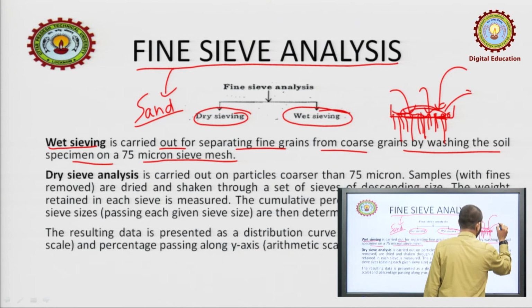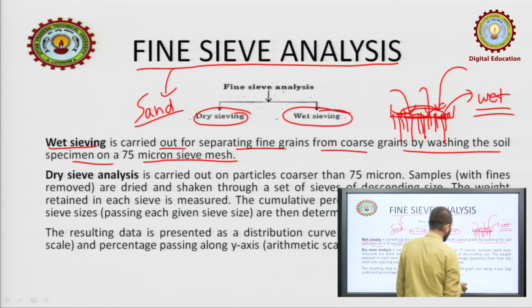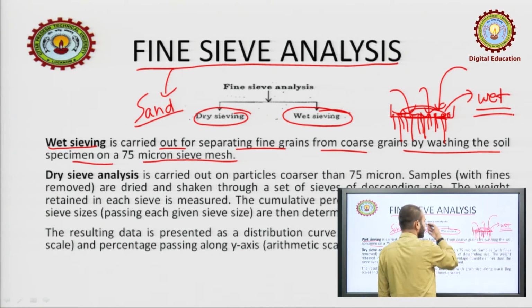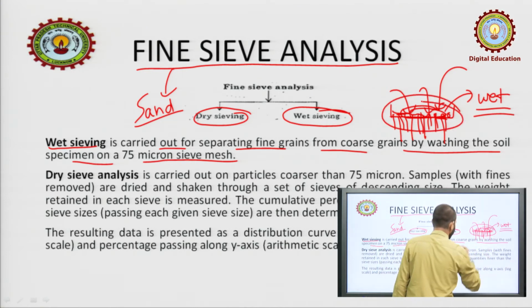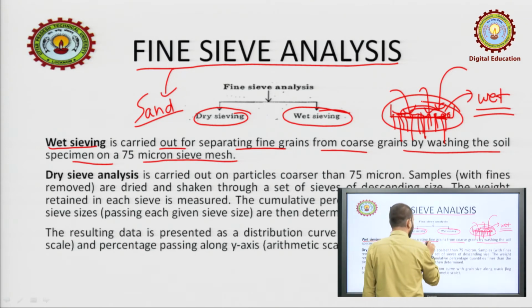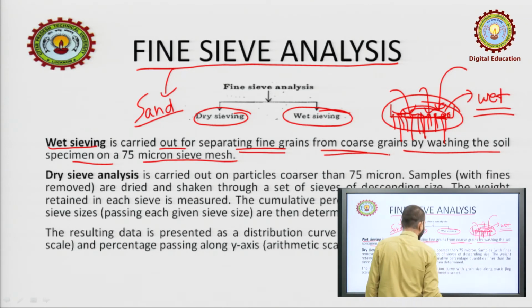This is the wet analysis, the wet process. Later on this is dried in an oven and we continue the process. So, this is actually a wet process. When is this carried out? When we have to separate fine from coarse grain.